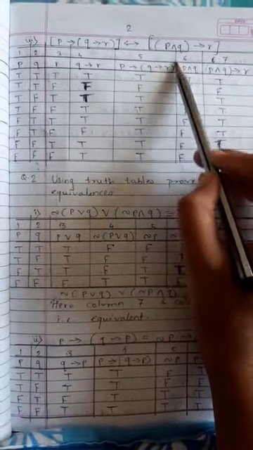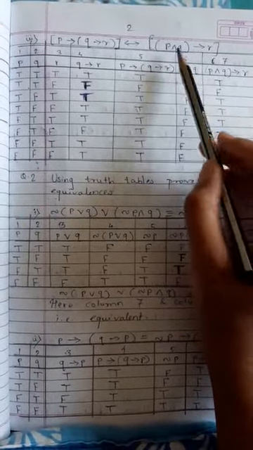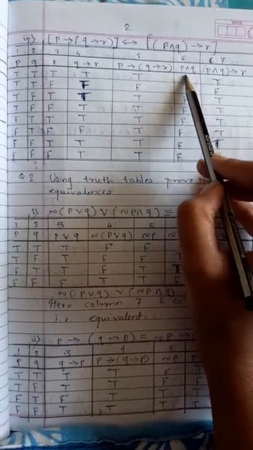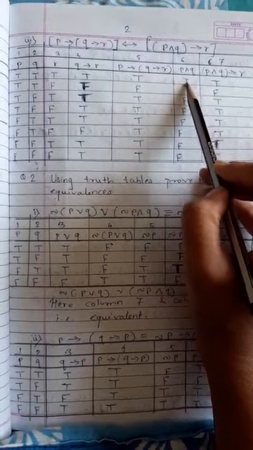Now the next column. Let us come to this side, P and Q. So let us take the combination of this P and Q.